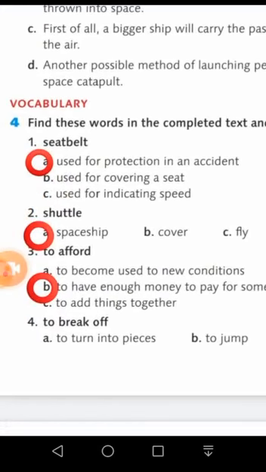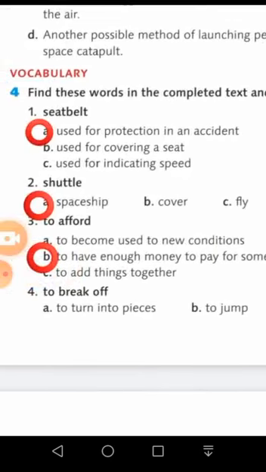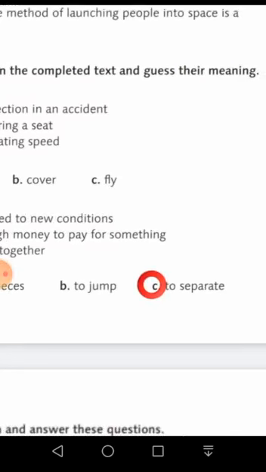Number 2, a shuttle is a spaceship. It's the same meaning. Shuttle means a spaceship. Number 3, to afford means to have enough money to pay for something. And number 4, to break off means to separate.